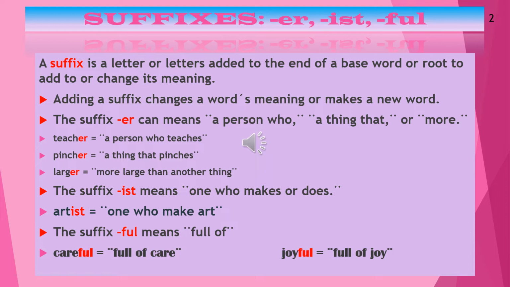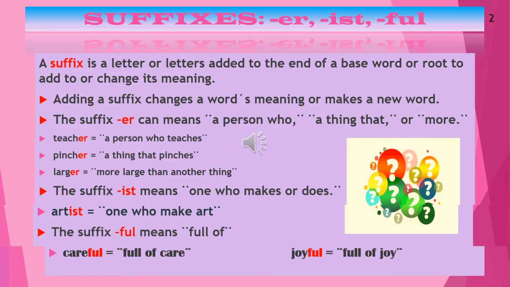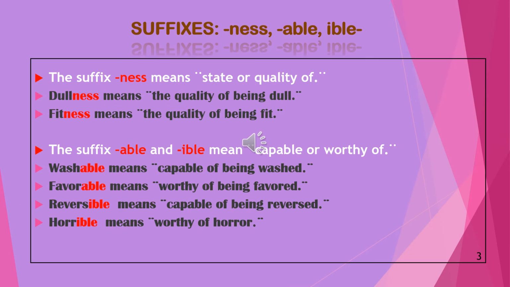Okay, now this should be clear in your memory, because on the next page we are going to talk about different suffixes. Here on page number 3, we are going to talk about the suffixes ness, able, and ible. The suffix ness means state or quality of. That's the meaning of the suffix ness.